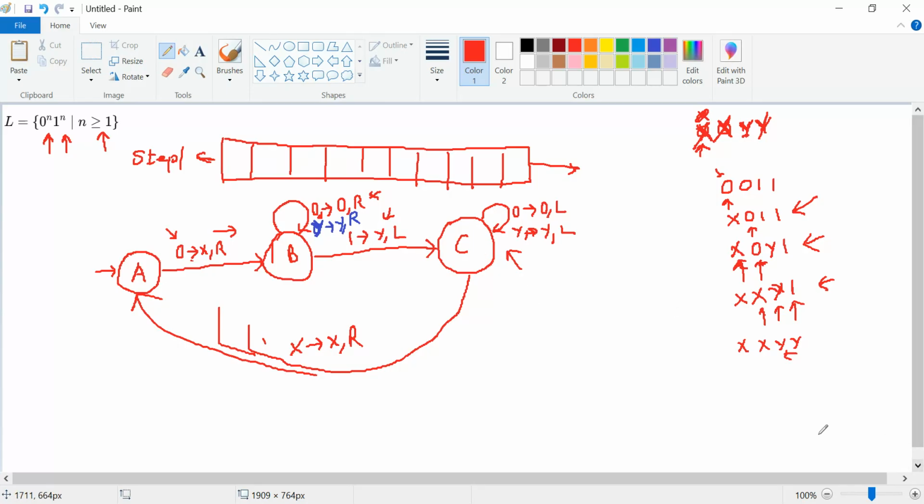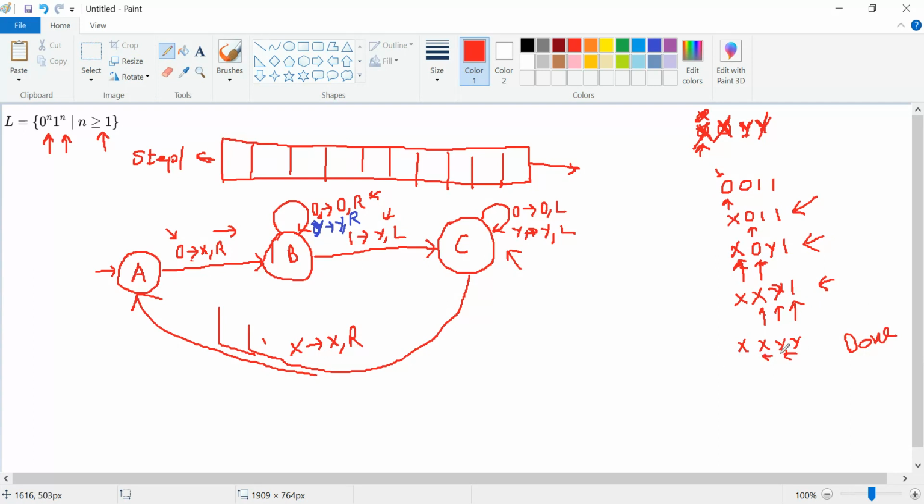Okay. Now on the way back, you see X right next. So we already have the transition in C. X, you don't replace X with anything, but then you move right, right? Okay. So this is the state where you're done with everything.